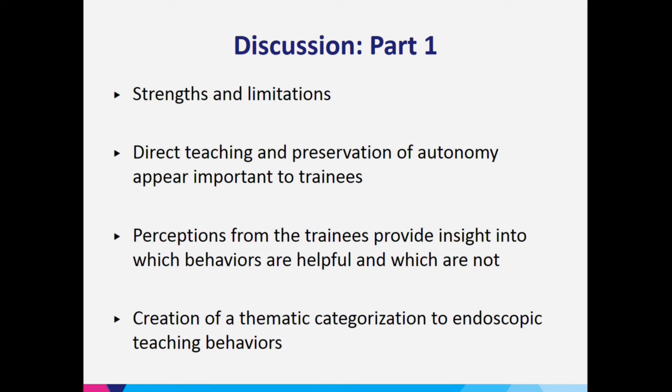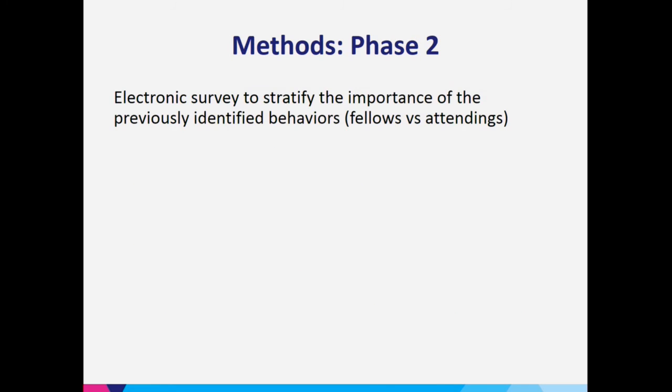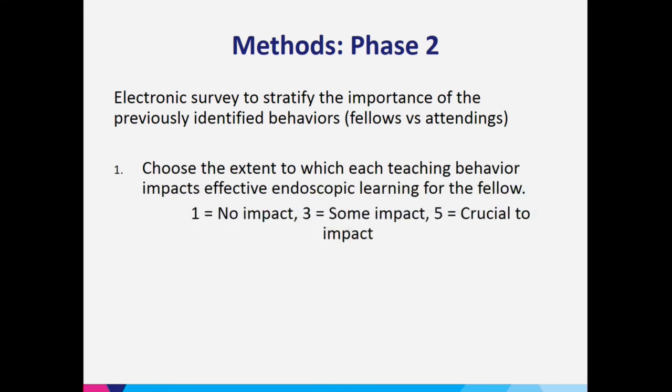We can maybe infer that direct teaching and preservation of autonomy appear important to trainees, but we have to delve into that a little bit further. Perceptions from trainees can provide insight into which behaviors are helpful and which are not. And it is possible to create a thematic categorization scheme for endoscopic teaching behaviors. So this is the end of the first study. Then I had to think about, great, I have these 7 themes. What do I do with that? How do I know which ones are important? So I sent out an electronic survey using a Likert scale to help stratify the importance of these behaviors.